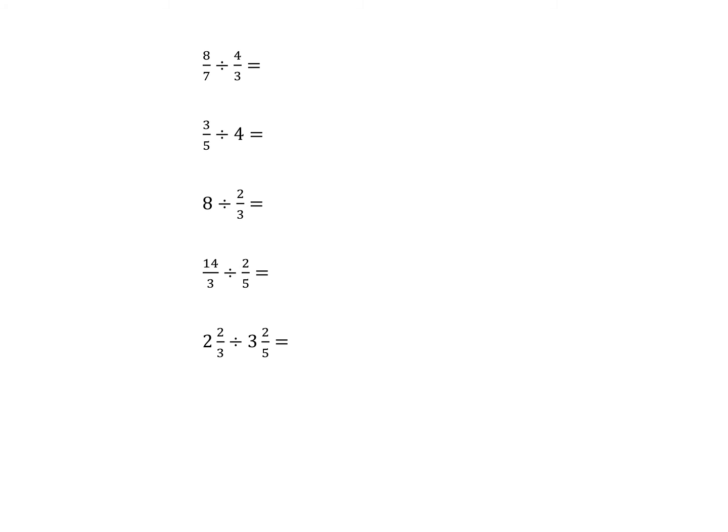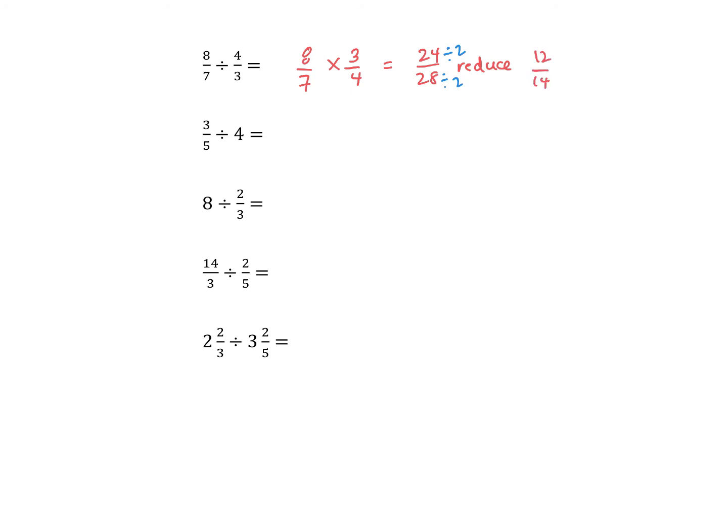So for example, 8 over 7 divided by 4 over 3, we can change to multiplying by the reciprocal, 3 over 4. And then we just multiply the top and the bottom and reduce if possible. I see they're both even, so I'm going to divide by 2.